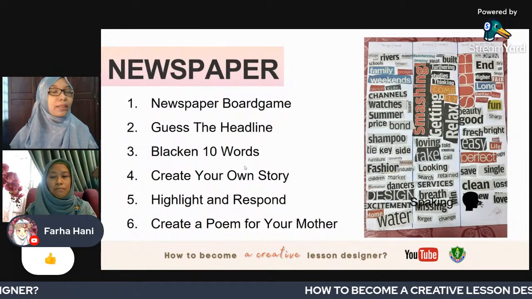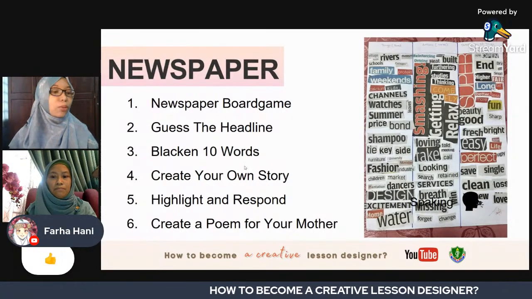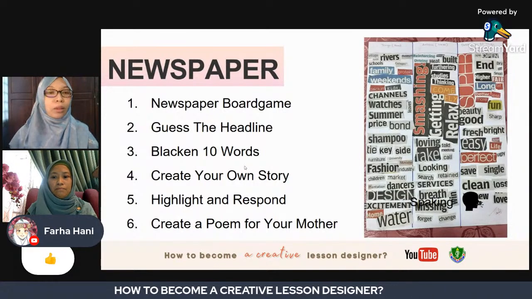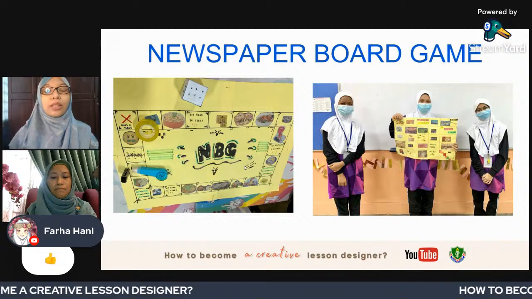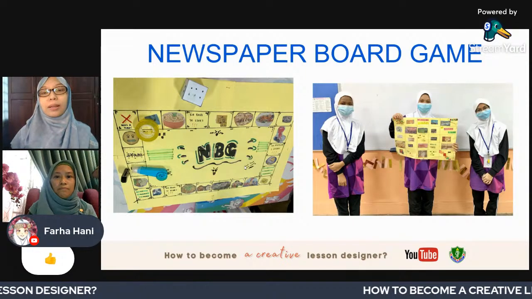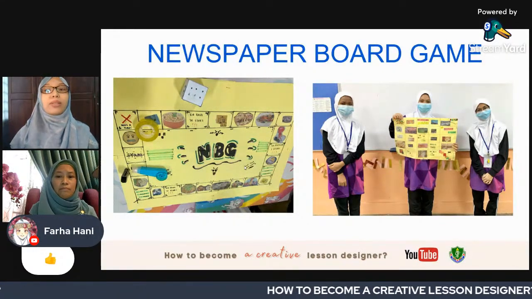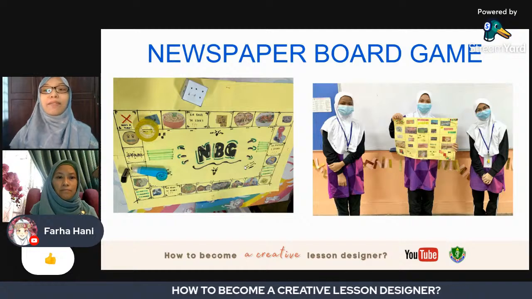So here are 6 tricks on how you can use newspaper in your language classroom. So first one, okay, this one, newspaper board game. So the students create a speaking board game by using images that they cut from newspapers.